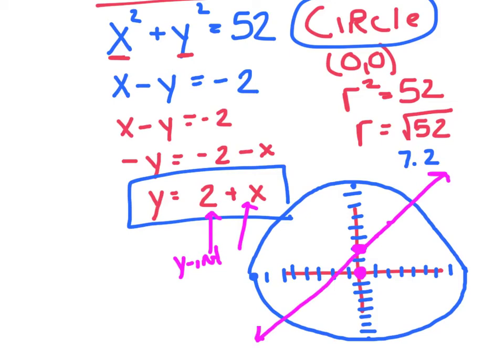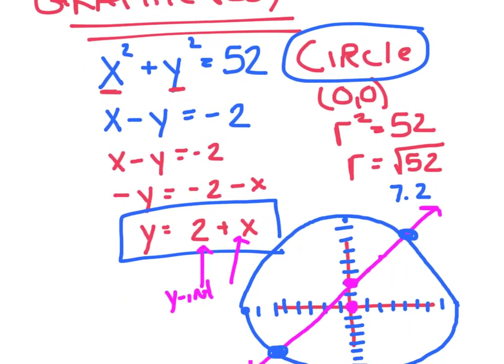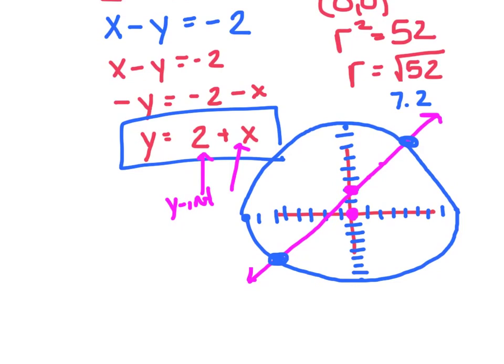And you can clearly see that you have 2 points of intersection, and we now know exactly what they are. Those are the 2 points that we found above here. Okay, 4, 6, and negative 6, negative 4. And again, those are our 2 points solved graphically and algebraically.